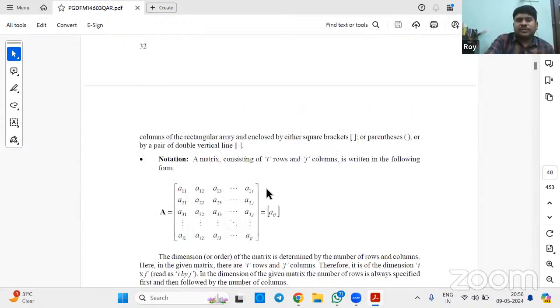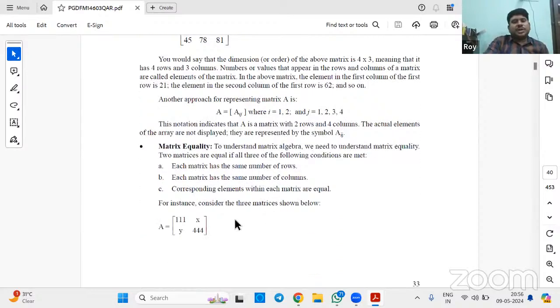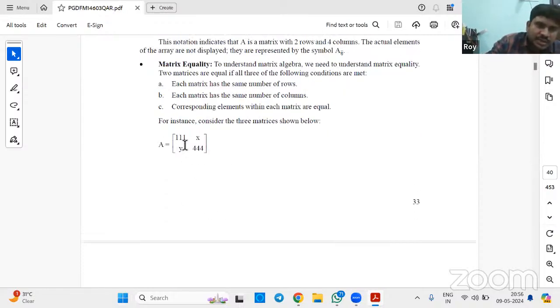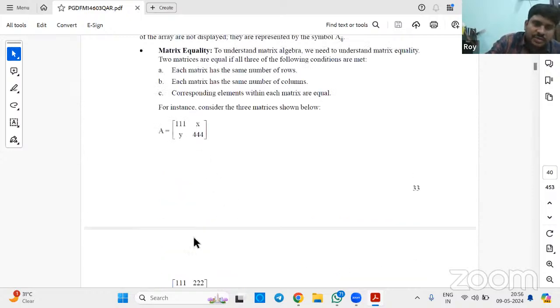Now, let's go into this part. This is the structure of the thing. An example of a matrix is this. These are the numbers. Now, matrix equality. How can I say that both matrices are equal? First, the same number of rows should be there. The same number of columns should be there. Corresponding elements in each matrix are equal. For instance, these are the two matrices: 1, x, y, 4 and 1, 2, 3, 4. A and B are equal.